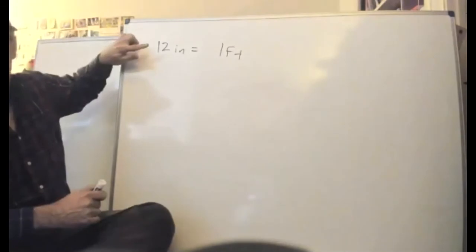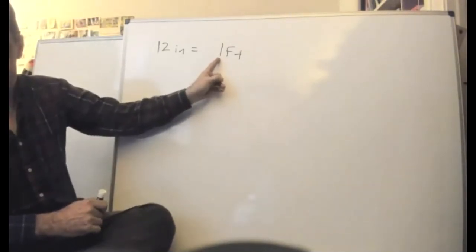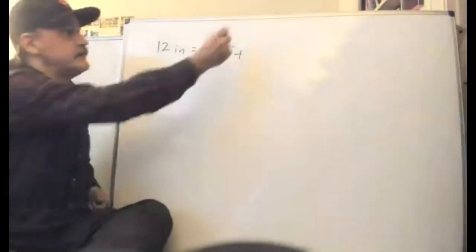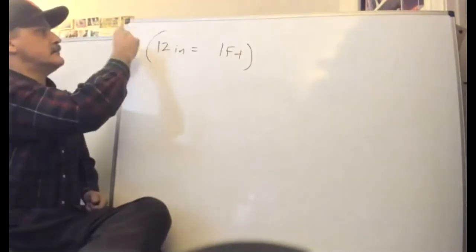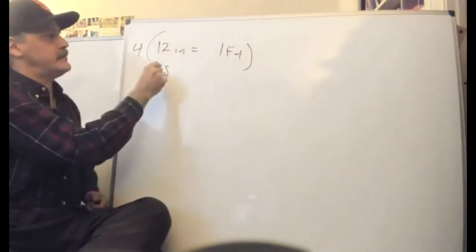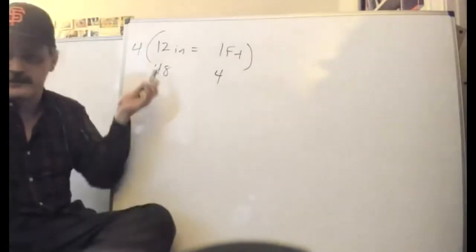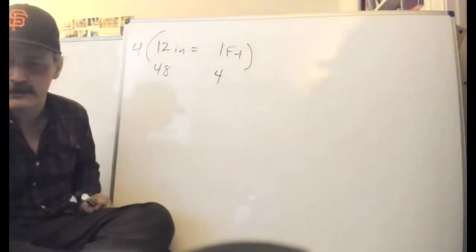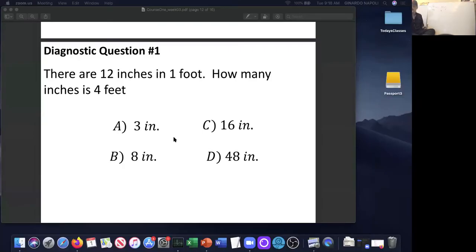This is the equivalence, right? And so we have 4 feet. So we want to multiply this 1 by 4. So notice multiplying on both sides, and we get 48. Now, you probably didn't think of it that way, but that's what people who can do this intuitively do. Jared, that's probably what you did in your head too.